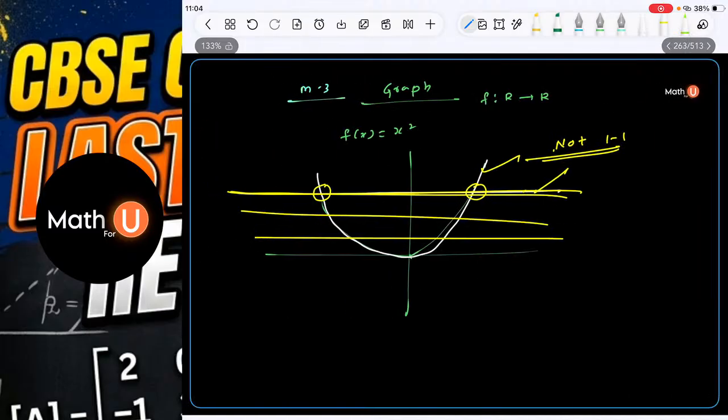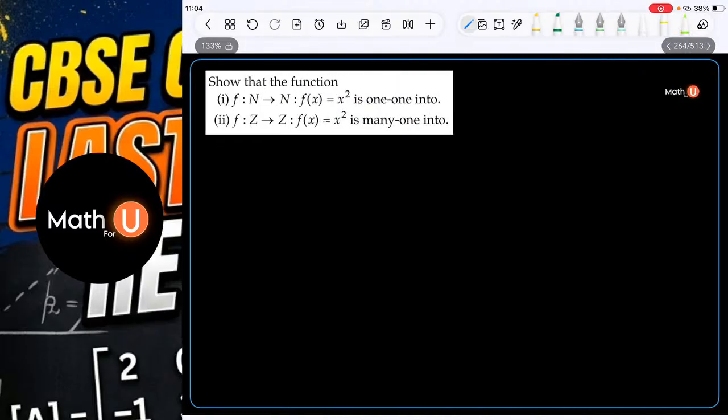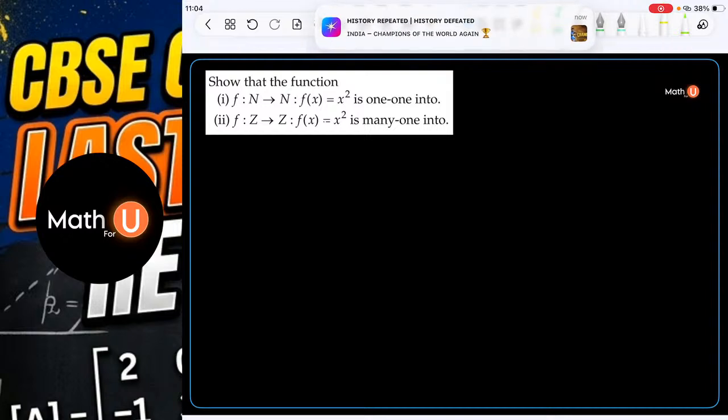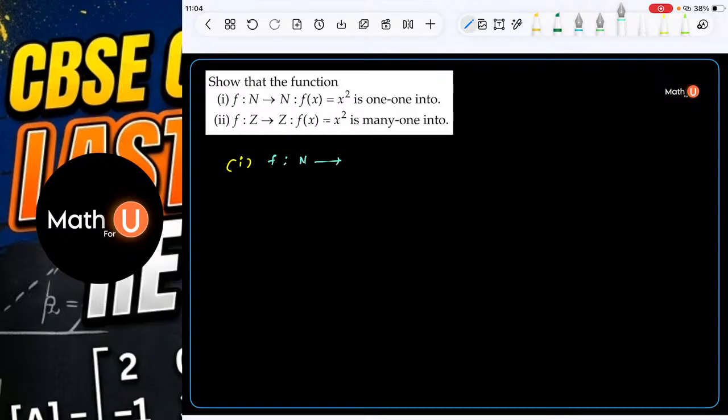Next, this is the question. Show that the function f is a mapping. Here mapping is very important. What is the domain? This is the domain. Here domain and codomain are very important. The domain is natural numbers. What is the codomain? This is the codomain, which is also natural numbers.